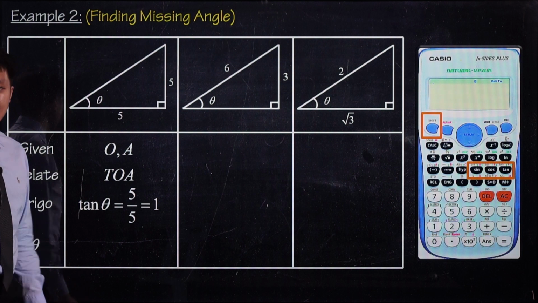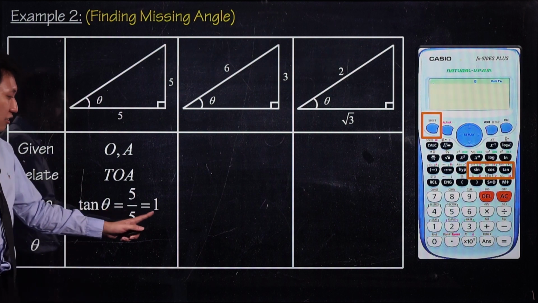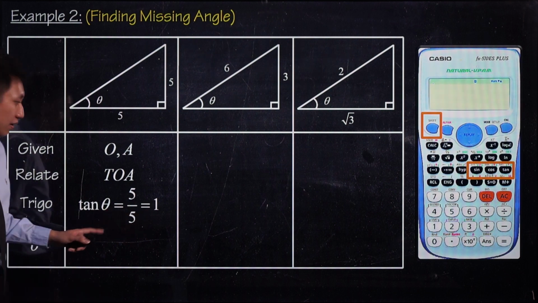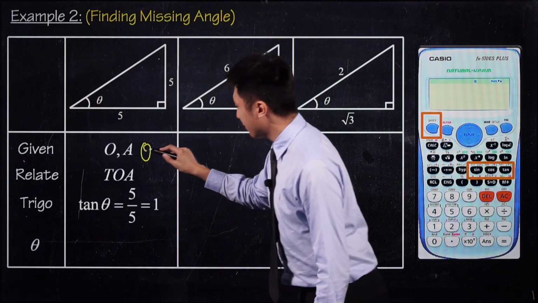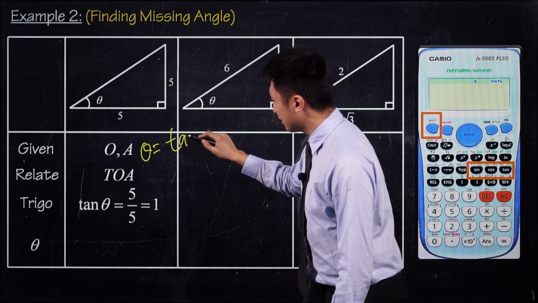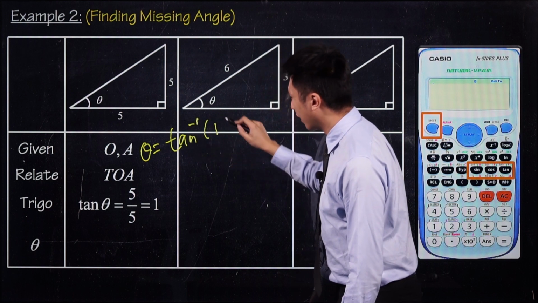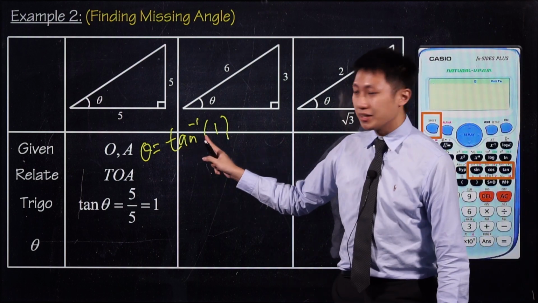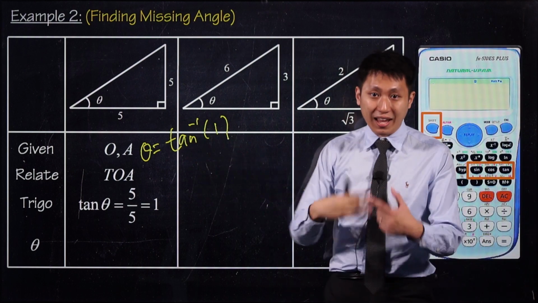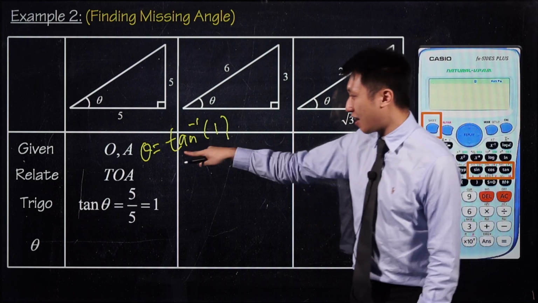Now I want to find theta instead. So tangent theta is equal to 1, so theta is what? Theta is tangent inverse of 1. Okay? Arctangent of 1. Tangent inverse, or you call this arctangent. Arc. Arctangent of 1.